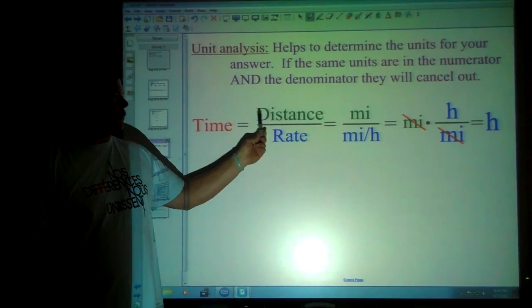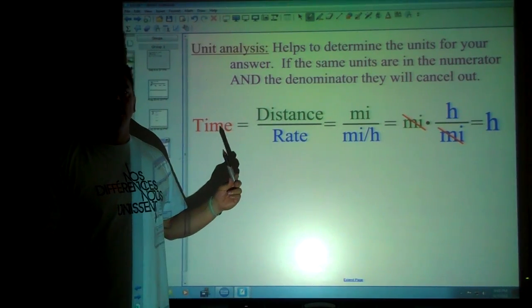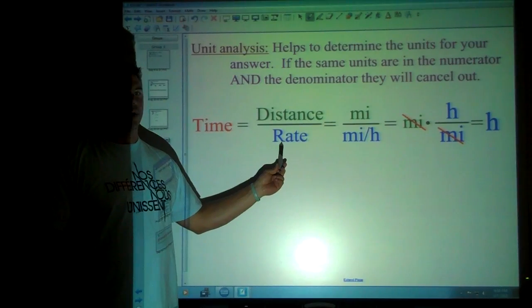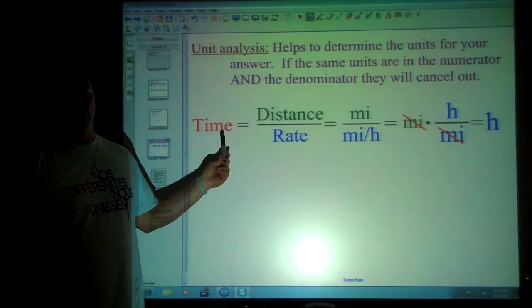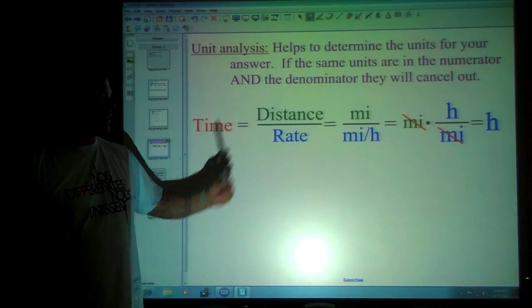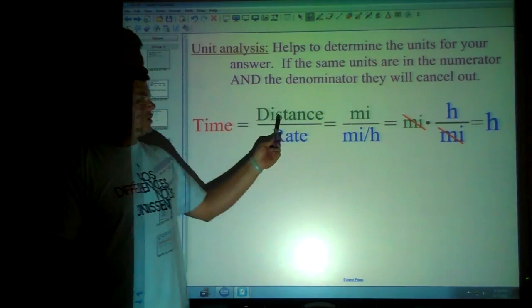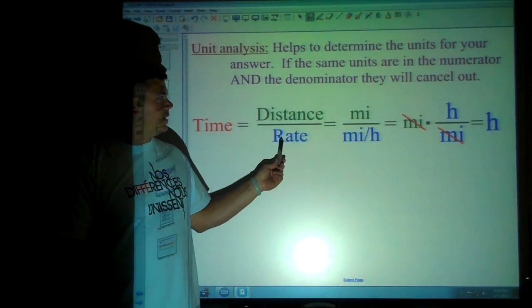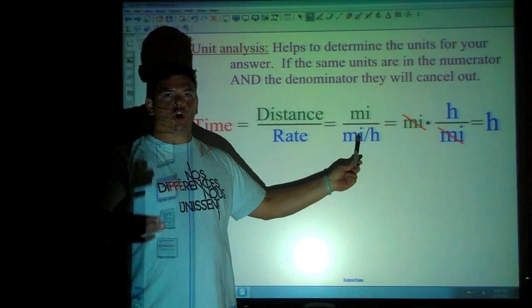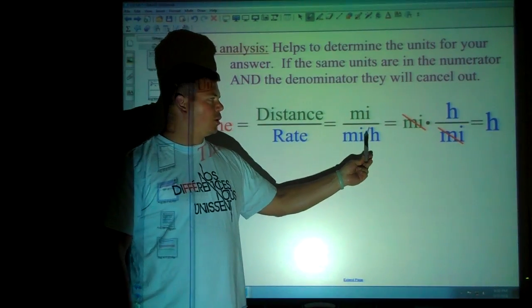If you traveled 100 miles at 50 miles per hour, 100 divided by 50 would give you 2. It would take 2 hours for you to travel that distance at that speed, at that rate. Now, distance is a measurement in miles, so I have MI for miles, and rate is always something per some sort of time, so miles per hour.